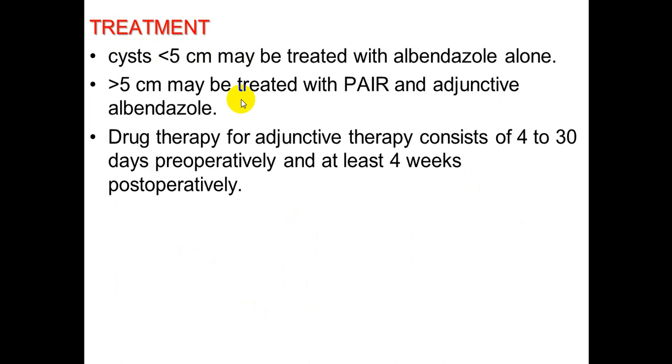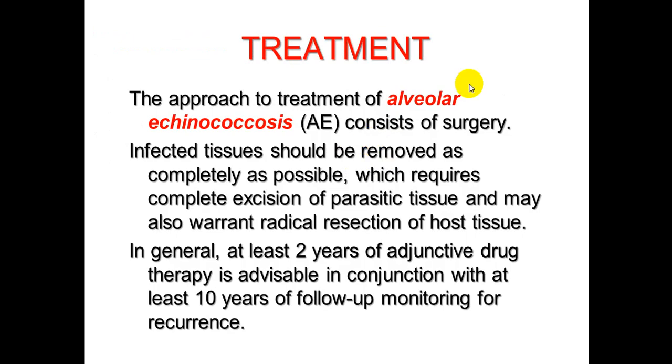Cysts less than 5 cm may be treated with albendazole. These are guidelines for treatment of hydatid cyst. If it is more than 5 cm, it should be treated with adjuvant albendazole. Drug therapy for adjuvant treatment consists of 4 to 30 days preoperative and at least 4 weeks post-operative. So whenever you have a cyst and the size is more than 5 cm, in addition to puncture, aspiration and injection of scolicidal material, you should treat with albendazole at least 1 month before the surgery and 1 month post the surgery. The approach to treatment for alveolar echinococcus consists of surgery.